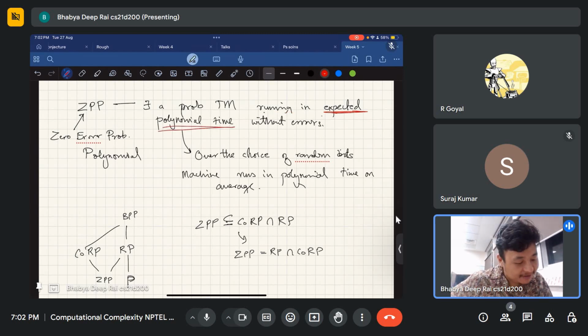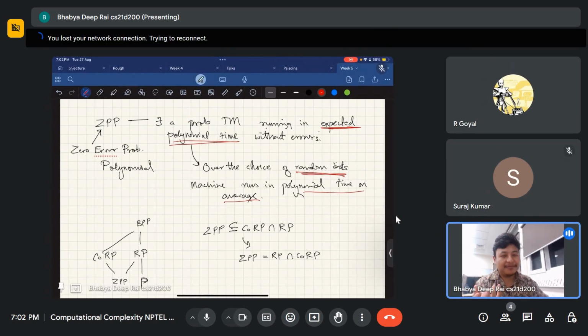Over the choice of random bits, the machine runs in polynomial time on average, which means the ZPP algorithm may take exponential time. It is not that it will always take polynomial time. It may take exponential time on some choice of random bits.